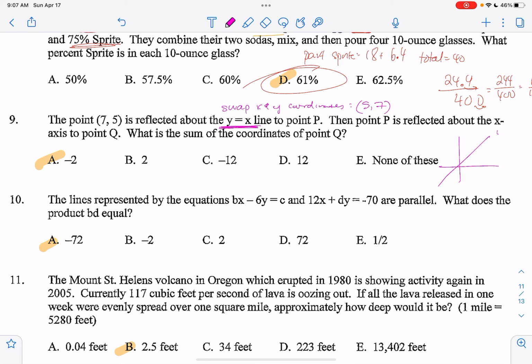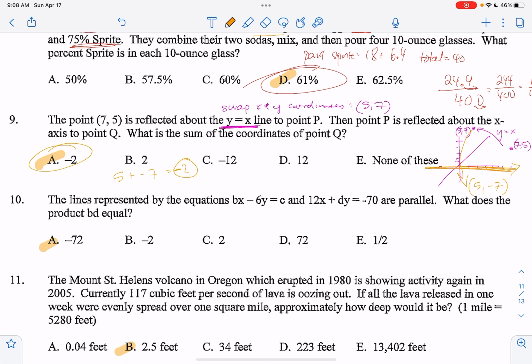So y equals x is this diagonal here. So I have 7,5 will then swap over to 5,7. And then when you reflect over the x-axis, the x stays the same, the y gets negated. So this will be 5, -7. And when you add this up, 5 plus -7 is equal to -2.